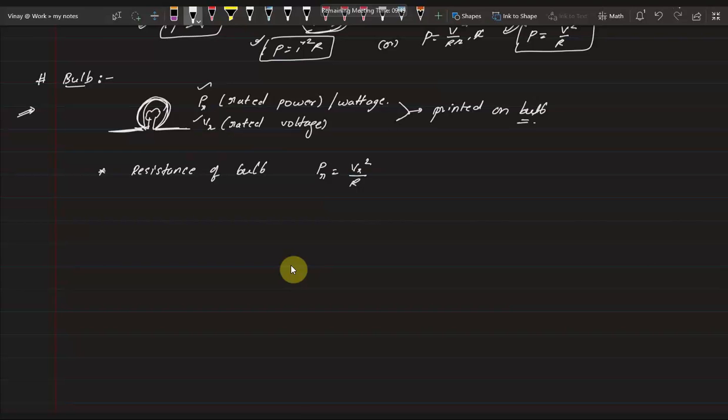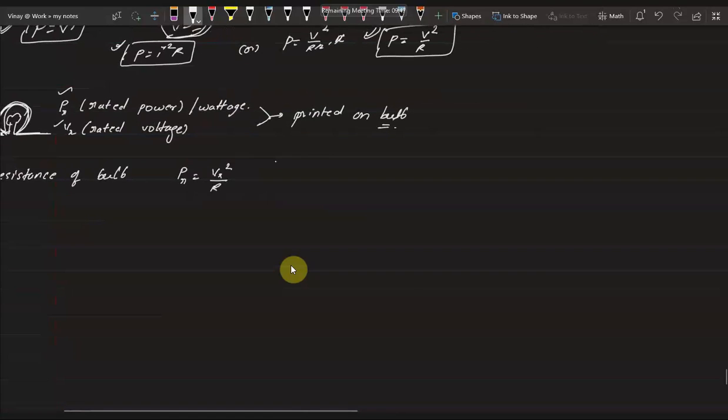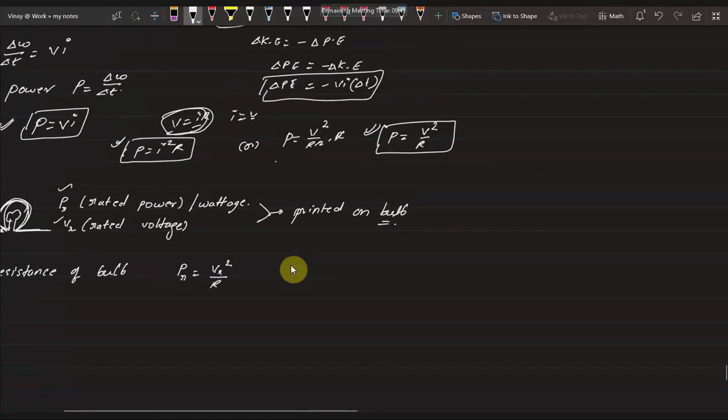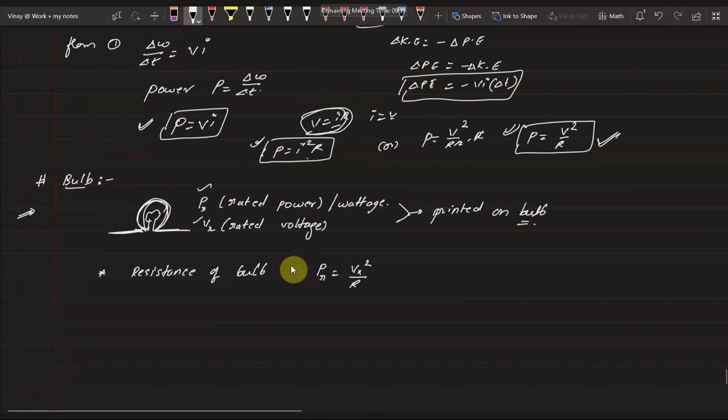Just now we learned about the power rate. This is the formula given: power P is equal to V square by R. Based on that formula, I'm going to calculate the resistance of the bulb. I'll take the resistance of the bulb as RB. So the resistance of the bulb RB is equal to V rated square by power rated. Please remember this formula.